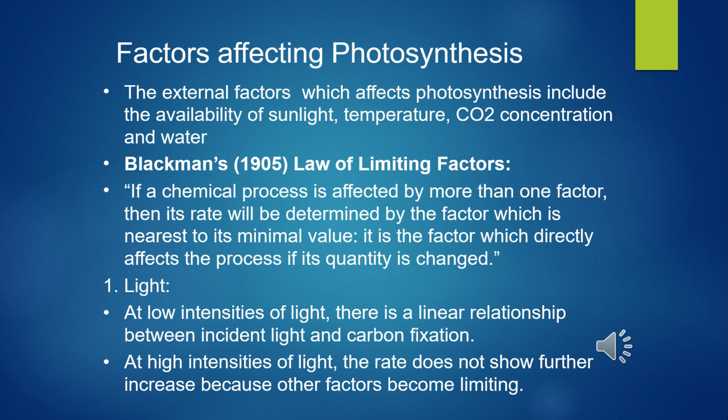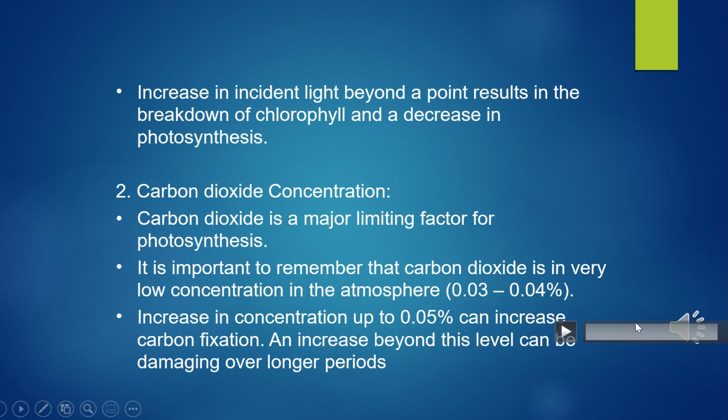So first factor is light. We'll study about light. At low intensities of light, there is linear relationship between incident light and carbon dioxide fixation. At high intensities of light, the rate doesn't show further increase because other factors become limiting. Increase in incident light beyond a point results in the breakdown of chlorophyll and a decrease in the photosynthesis.